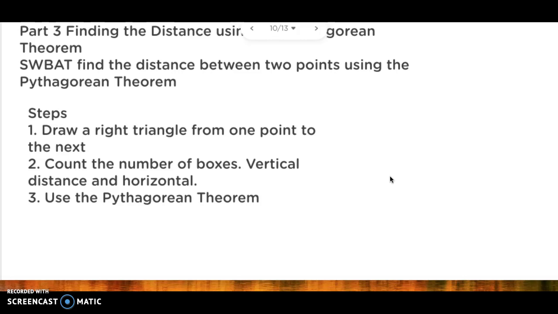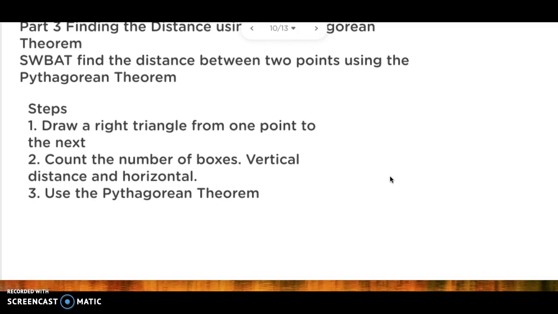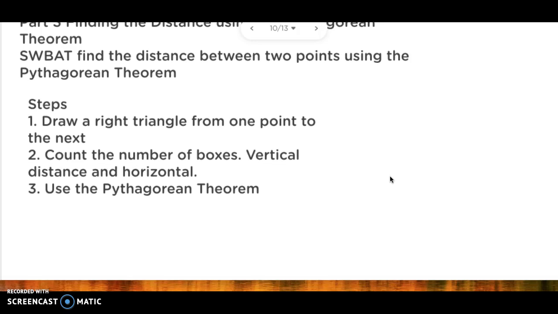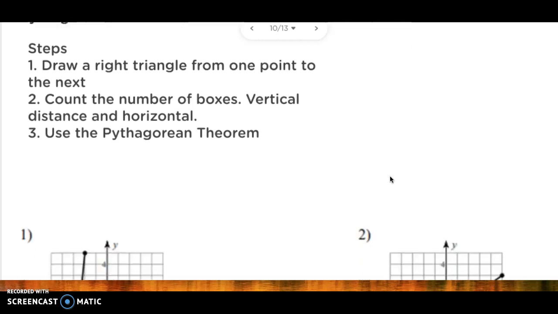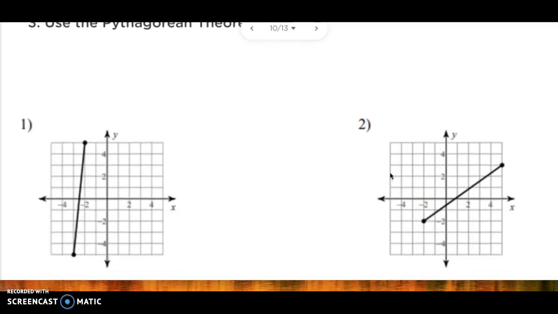All right, so step one, draw a right triangle from one point to the next. Step two, count the boxes. You want to look at the vertical distance and the horizontal distance, and I'm gonna model this for you. In step three, we're going to use the Pythagorean theorem to find the unknown side, which is going to be C in this example, or it's always going to be C.